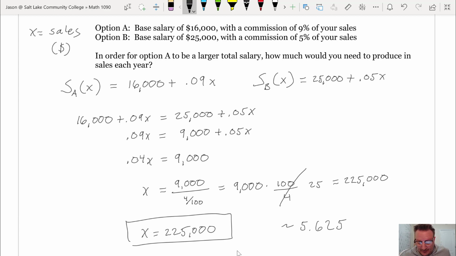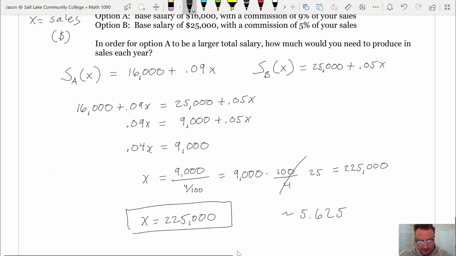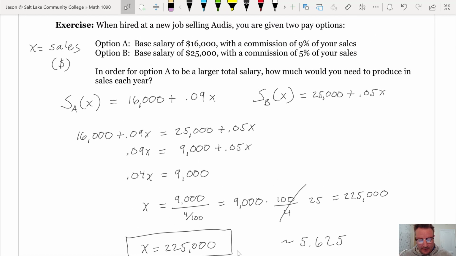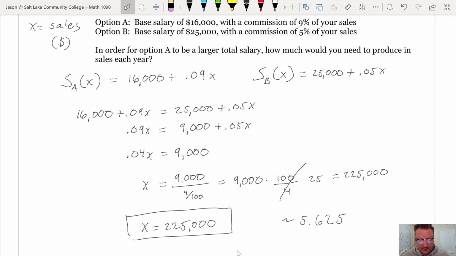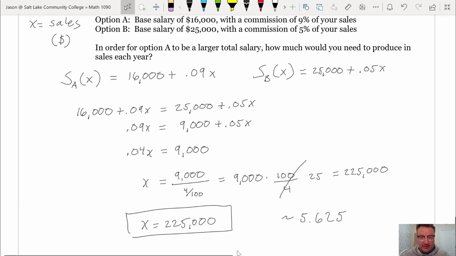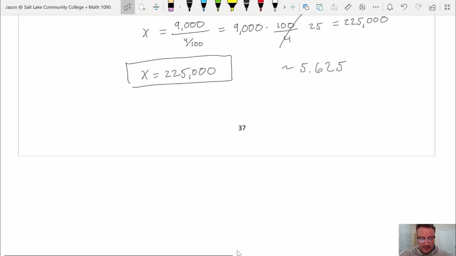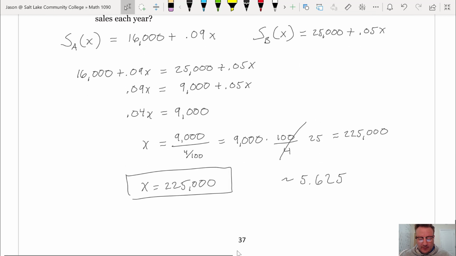So if you can sell 6 cars or more, then option A is better than option B. 6 cars or more, that's one every 2 months. I don't know anything about car sales, but I would imagine that's pretty doable. So there we go. So notice how math can help us figure out all sorts of different things in life, like which offer to take. Okay, and this concludes section 1.6.